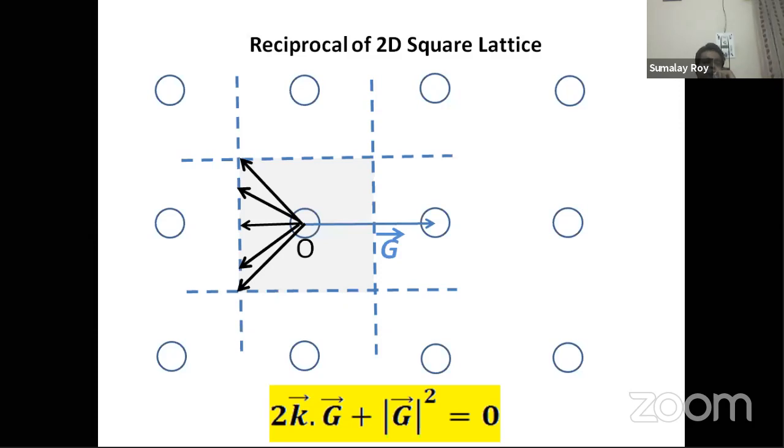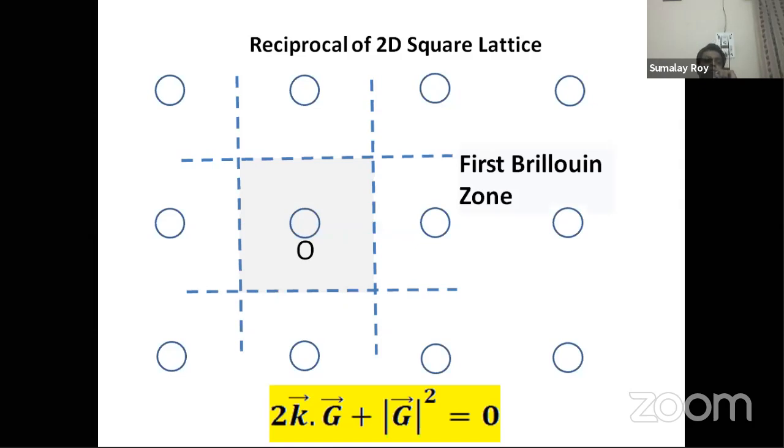So only those vectors which start from the origin and end up at the boundary of this Wigner-Seitz cell will satisfy this Laue diffraction condition. In other words, all the wave vectors, or all the X-ray wave vectors, which start from the origin and end up at the boundary of this Wigner-Seitz cell will be Bragg reflected or Laue reflected. So all these vectors span this area of the square. So you see, that is called the first Brillouin zone.